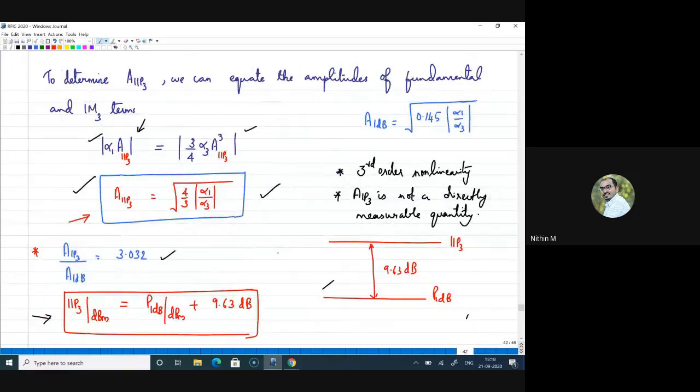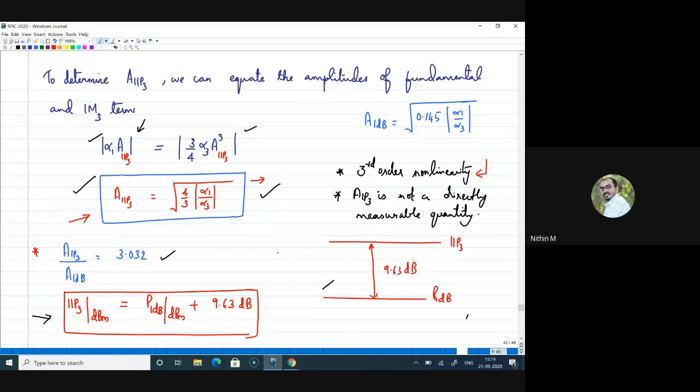Whenever you estimate the IP3 value for your system, that doesn't mean that your system is exactly characterized. The first thing is that the value need not be accurate, because I told you what the assumptions we have taken here are. So this value itself is not accurate. That is the first point. The second limitation is that we are putting one constraint: we are considering only up to third order nonlinearity.